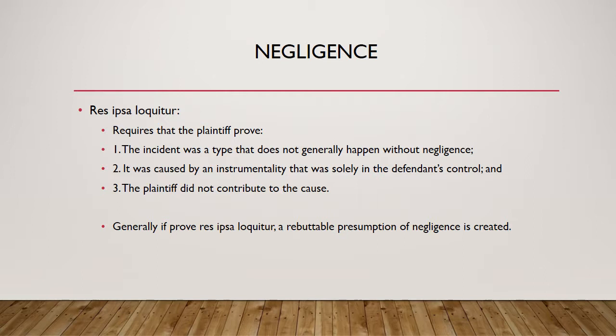This is a type of incident that doesn't happen without negligence by somebody. Barrels of a drink don't normally fall out of windows of businesses. So that's something that generally wouldn't happen without negligence. The thing that caused the injury, the instrumentality, was solely in the defendant's control. That barrel on the second floor of a business is likely in the control of the defendant. And then it's obviously something that the plaintiff did not contribute to cause. The plaintiff didn't have a hand in causing the barrel to roll out of the window and strike him or her on the head.